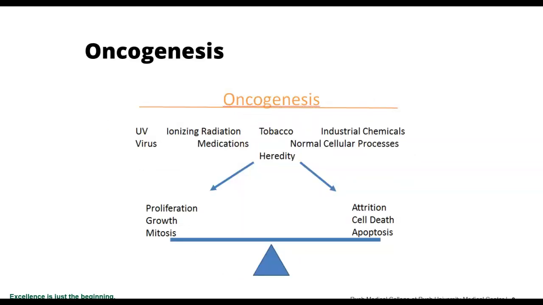So oncogenesis is kind of that balance between growth, proliferation, mitosis, and attrition, cell death, and apoptosis. Lots of factors: UV radiation, viruses, medications, radiation, tobacco, normal cell process, chemicals, and then heredity. These are probably, if not more than this. This just causes it. But all these things are the balance here.